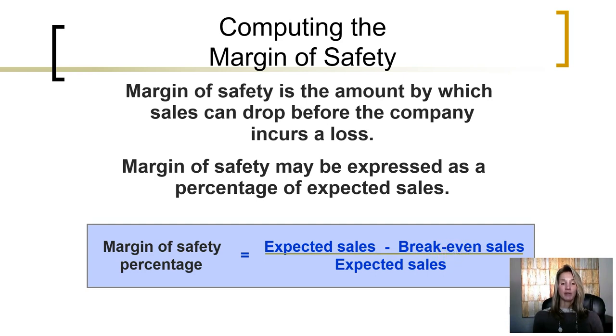If we want it in percentage, we would take the amount of that margin of safety and divide by the dollar amount of expected sales. This tells management how far off their selling expectations can be from their break-even point before they start to incur loss. And that's why we call it the margin of safety.